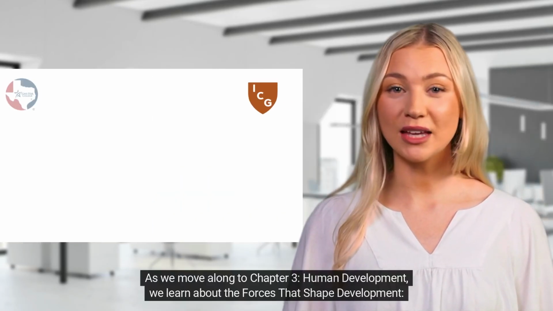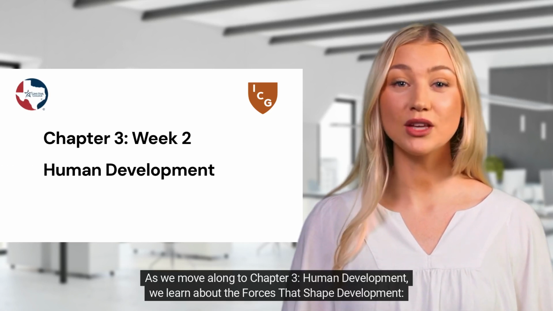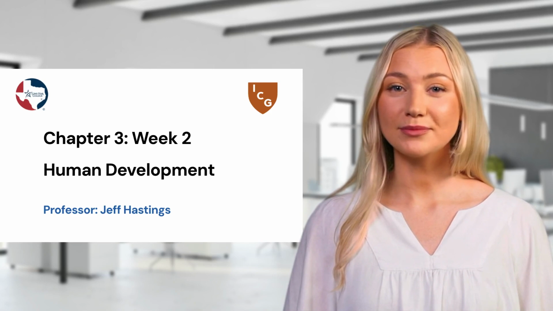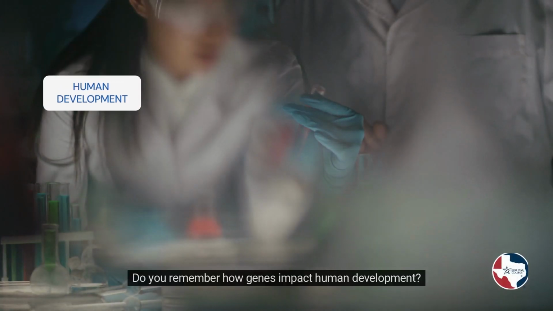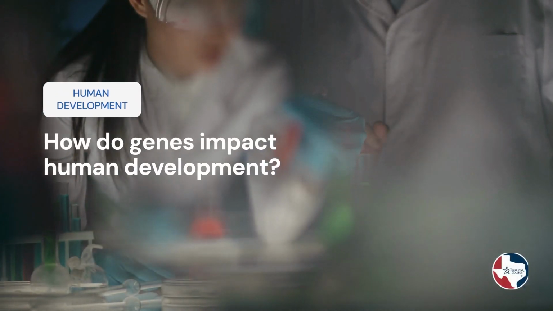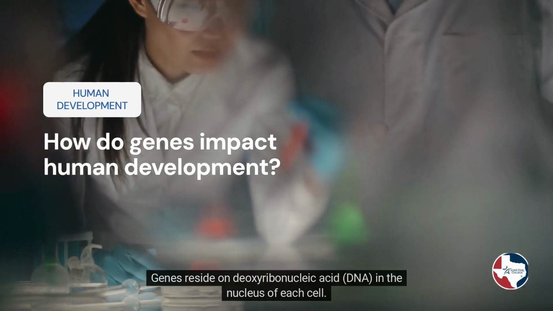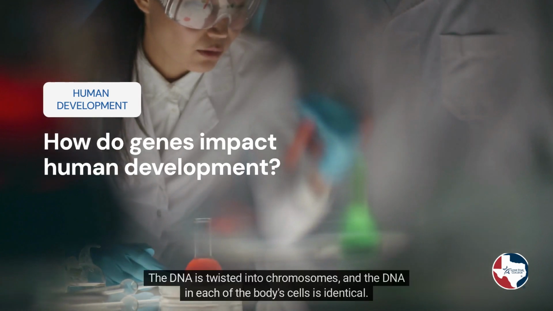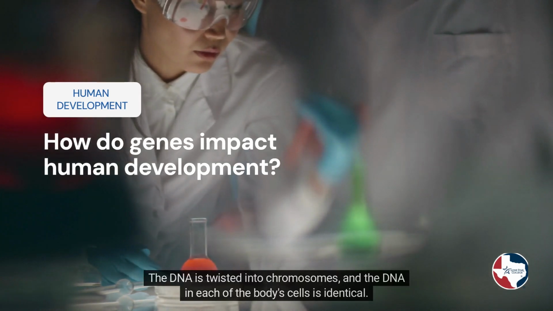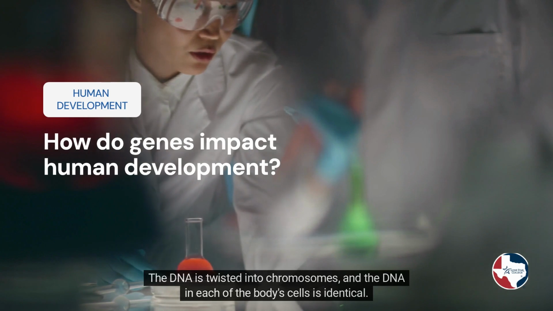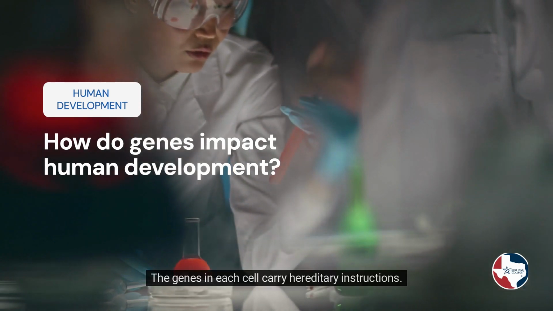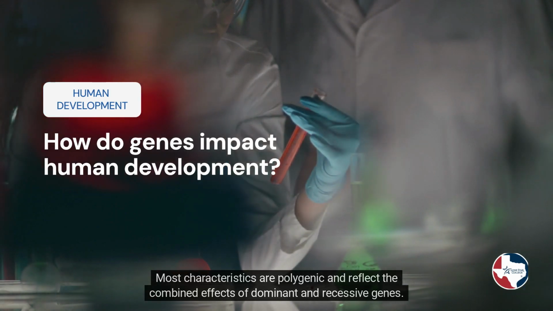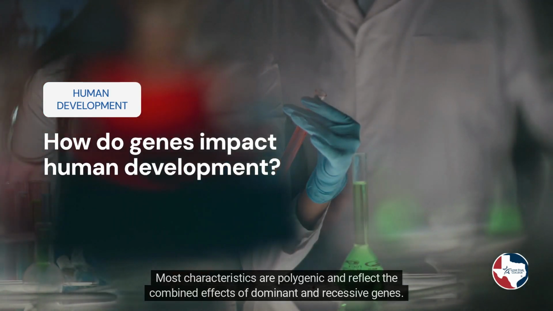As we move along to Chapter 3, Human Development, we learn about the forces that shape development, nature and nurture. Do you remember how genes impact human development? Genes reside on deoxyribonucleic acid, DNA, in the nucleus of each cell. The DNA is twisted into chromosomes, and the DNA in each of the body's cells is identical. The genes in each cell carry hereditary instructions. Most characteristics are polygenic and reflect the combined effects of dominant and recessive genes.